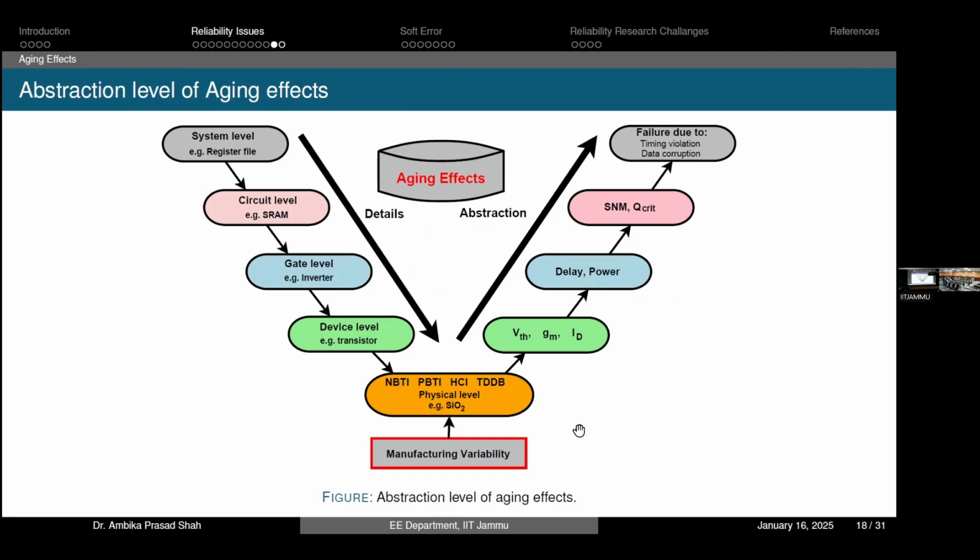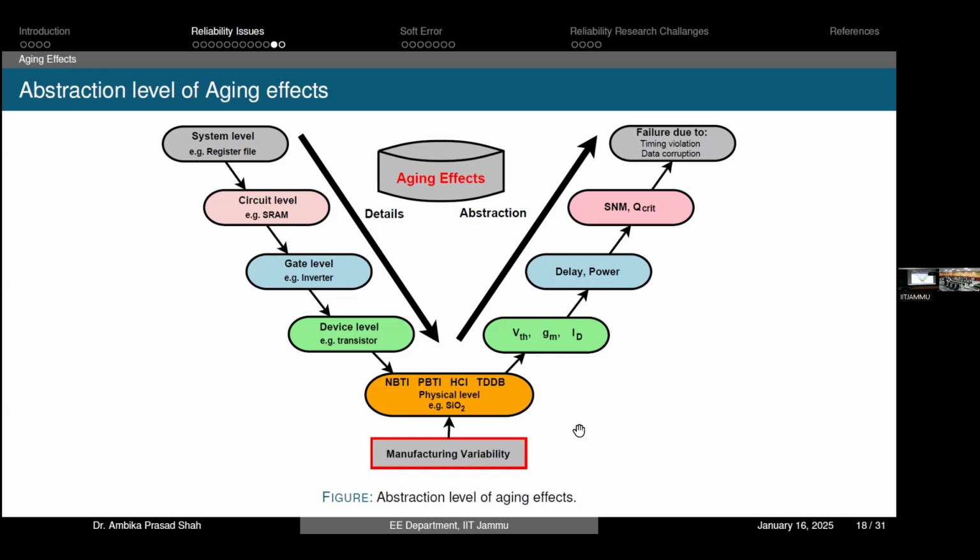Let us say if you're talking about a simple device level like a transistor, the impact of NBTI will be observed in terms of threshold voltage variation, current variation, transconductance variation. All these parameters will define how much change there is because of the NBTI. So NBTI is happening at the material level, but its impact at the device level will be in terms of VT, current, transconductance or other parameters.